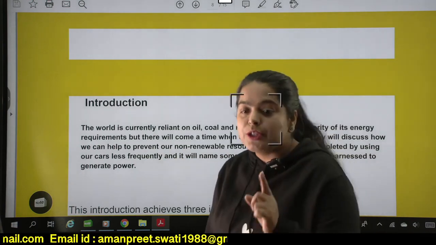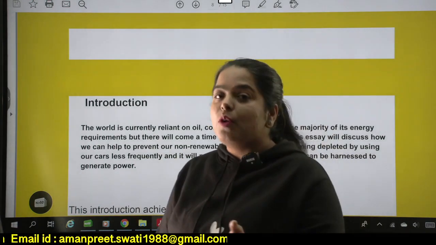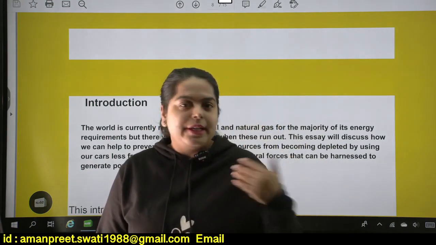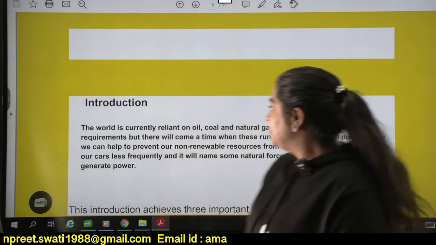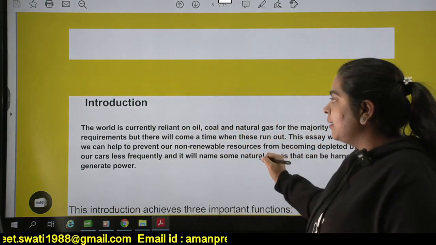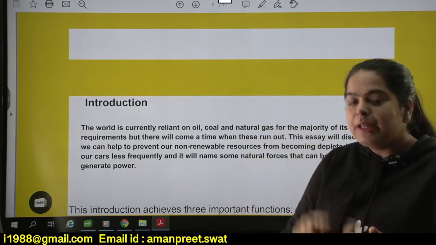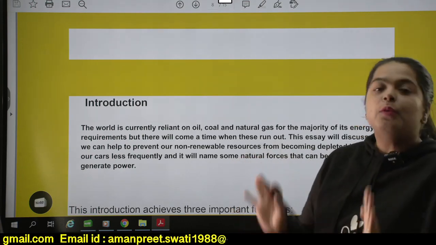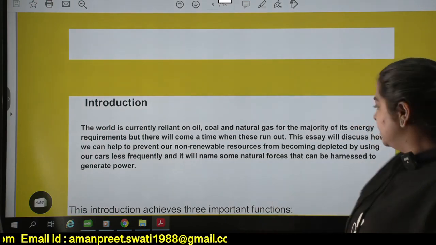So our first question was, how can we conserve the resources? Our second question was, what are the various alternatives to fossil fuels? Are there any other ways with the help of which we can generate energy? So we have finally made our introduction very clear: paraphrasing of the statement plus give answers to both the questions. This is your introduction with respect to the IELTS double question category. Now let's move on further.